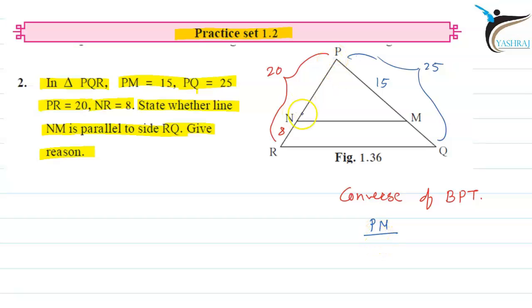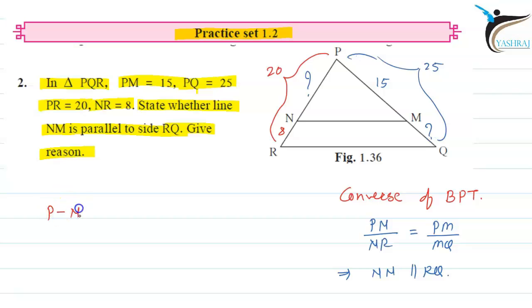Look at which are the intercepts made by the line NM. Line NM makes intercepts on side PR, PN divided by NR, which we write as equal to the intercepts made by NM on PQ, that are PM and MQ. Once those two ratios are equal, we can easily say that NM is parallel to RQ or QR. First of all, we try to evaluate whether those ratios are equal or not. For that we will require the values of PN and MQ. How do we find PN and MQ? Look at the figure.